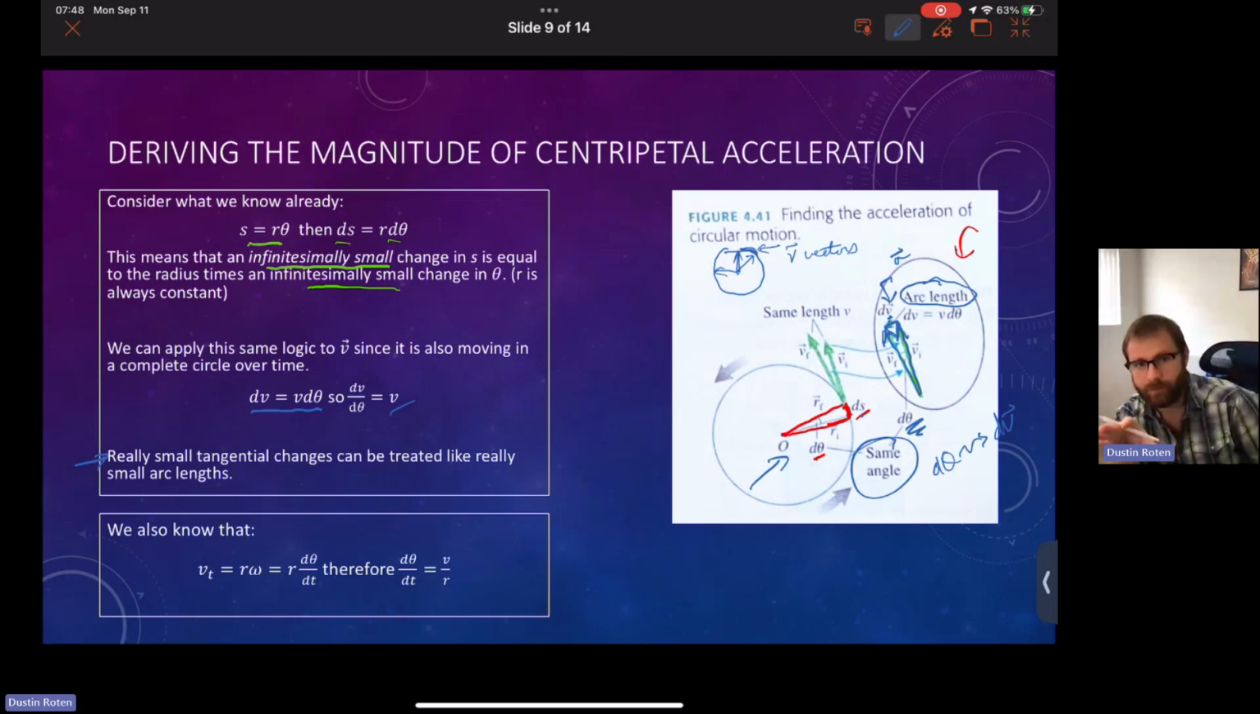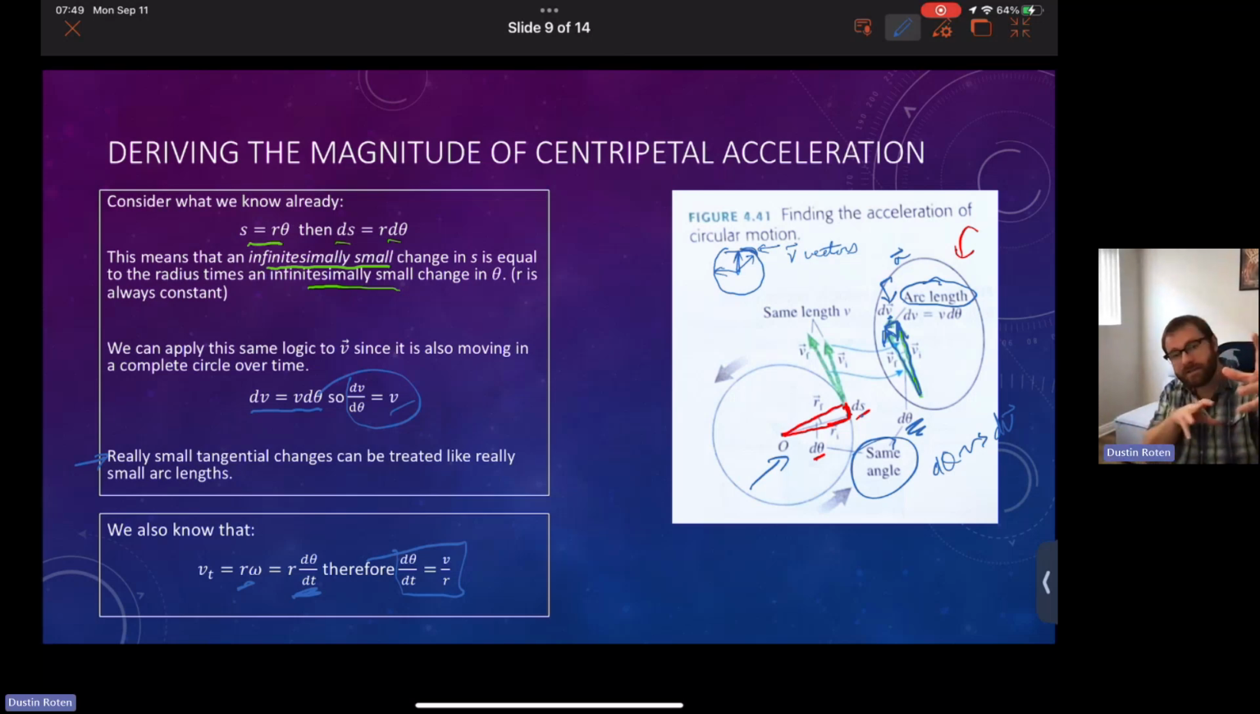Now, that's one thing that we know, and that'll be this piece here. That'll come in later. It's one thing that we can get from the geometry of the situation. We also know that the tangential velocity is just the angular velocity scaled by r. Okay, so we have that. We can rewrite that as r times d theta dt. And then we can solve for d theta dt, get it by itself, and that's just the velocity over the radius.